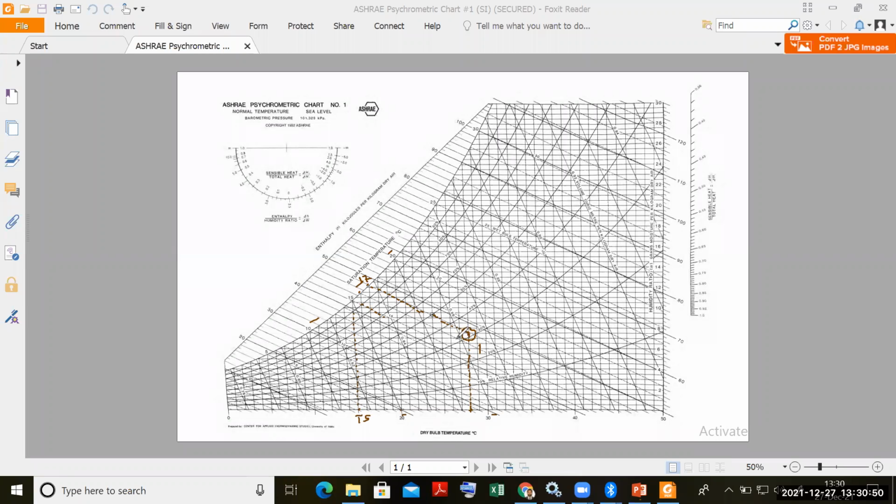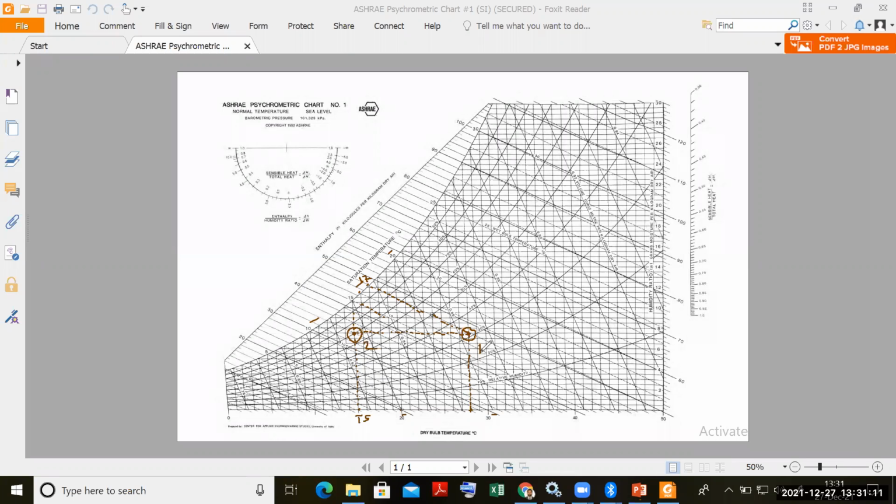What I have to do here, I have to go from this point. I have to start the journey because this is a sensible cooling. And I have to stop wherever I see a 15 degrees Celsius DBT. So this will be my point 2.